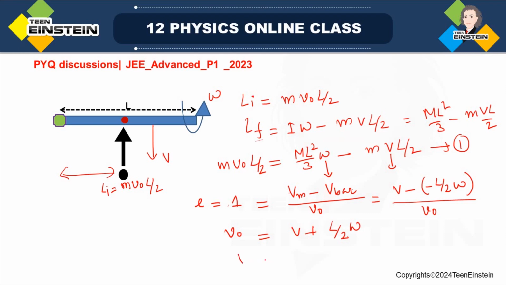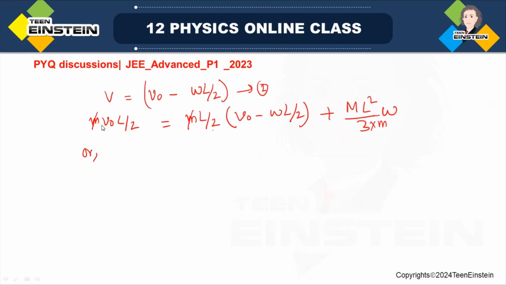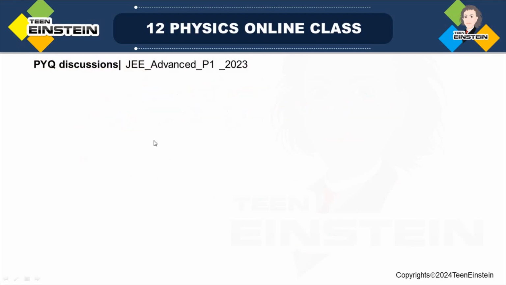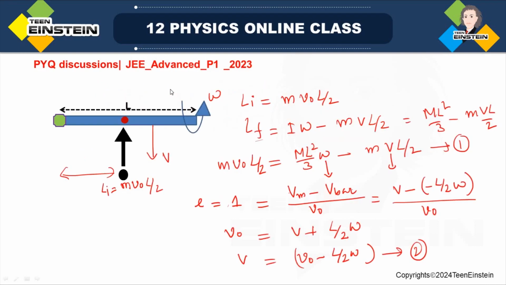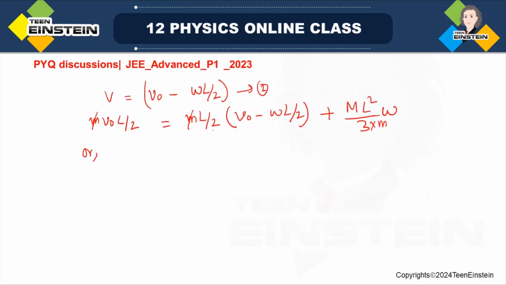Okay, so I can just replace this V with V0 and omega from this equation 2 into this equation 1. So that I get only one unknown quantity, omega. If I do that, so what I will get, let me go here. See, I have here m v0 L by 2. The equation I am writing here, the first equation.